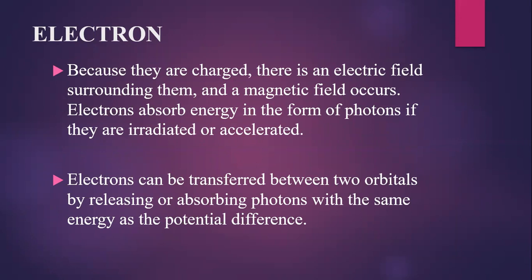Electrons absorb energy in the form of photons if they are irradiated or accelerated. Electrons can be transferred between two orbitals by releasing or absorbing photons with the same energy as the potential difference.